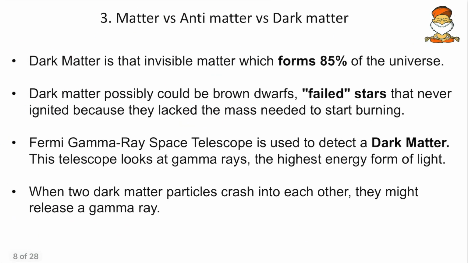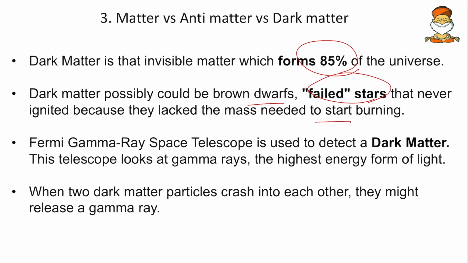Okay. Then coming to dark matter. Dark matter is that invisible matter which forms 85% of this universe. So here also one asymmetry arises: dark matter is much more than the visible matter. And dark matter possibly could be the brown dwarfs, or failed stars that never ignited because they lacked the mass needed to start burning. Some stars were formed in the nebula, but they were not large enough or heavy enough to ignite nuclear fusion, and they failed to burn like stars, and they might be the dark matter.